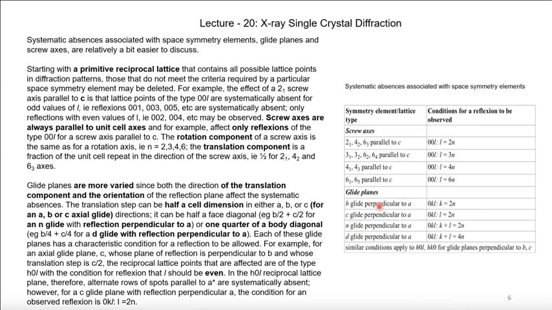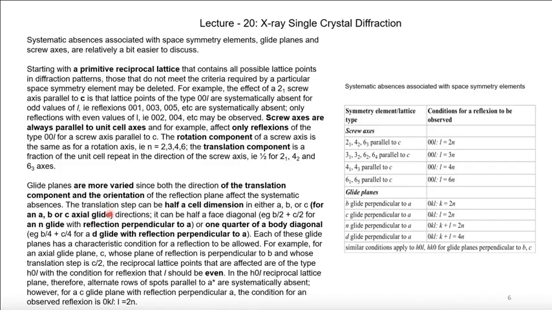And for these glide planes also, if the glide plane is perpendicular to A, what do we get? 0KL, where K is equal to 2N. If it is a C glide perpendicular to A, then 0KL, L is equal to 2N. N glide, if it is perpendicular to A, you get 0KL, K plus L should be 2N. And D glide perpendicular to A, if it is 0KL, then K plus L should be 4N. These are the points one has to carefully note in the observed data.